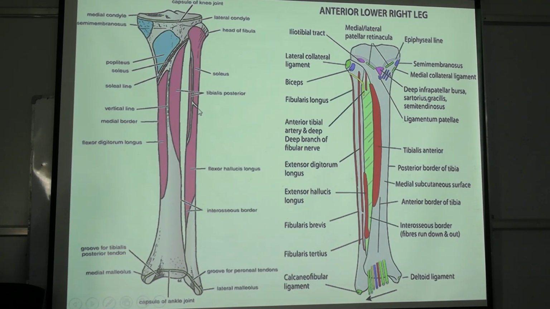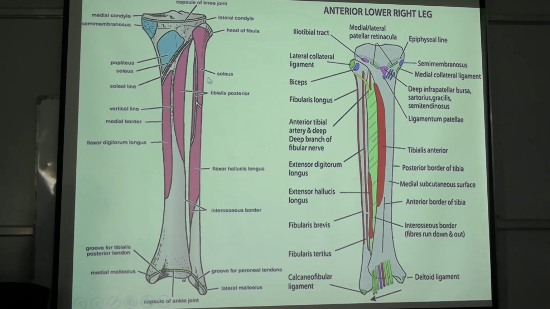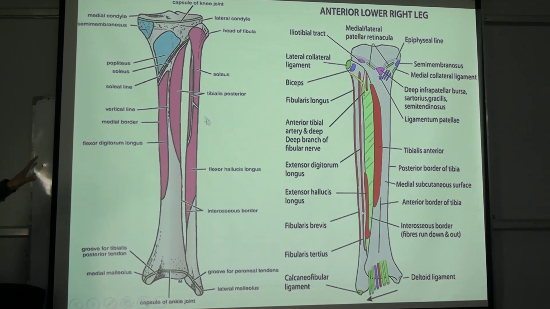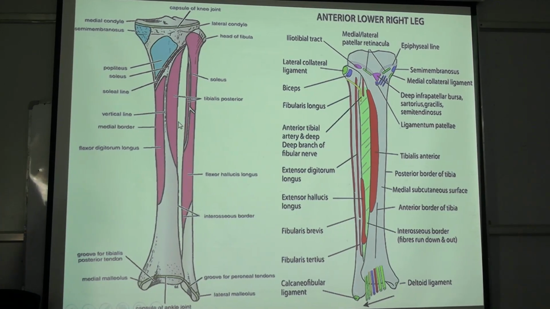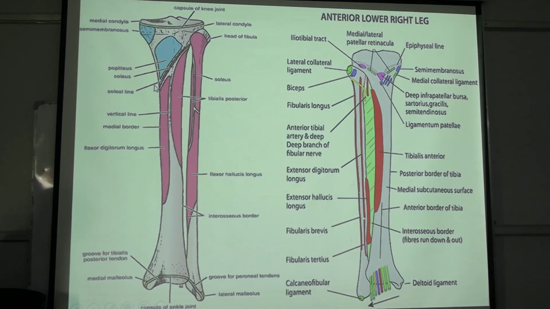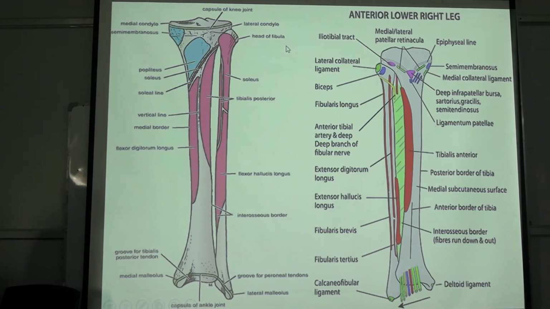The lower part of the shaft is occupied by the muscle we call flexor hallucis longus. So these three muscles are important for us: soleus, tibialis posterior and, under it, flexor hallucis longus. If you relate this muscle attachment to the tibia as well as the fibula, then it is easier for us to memorize.